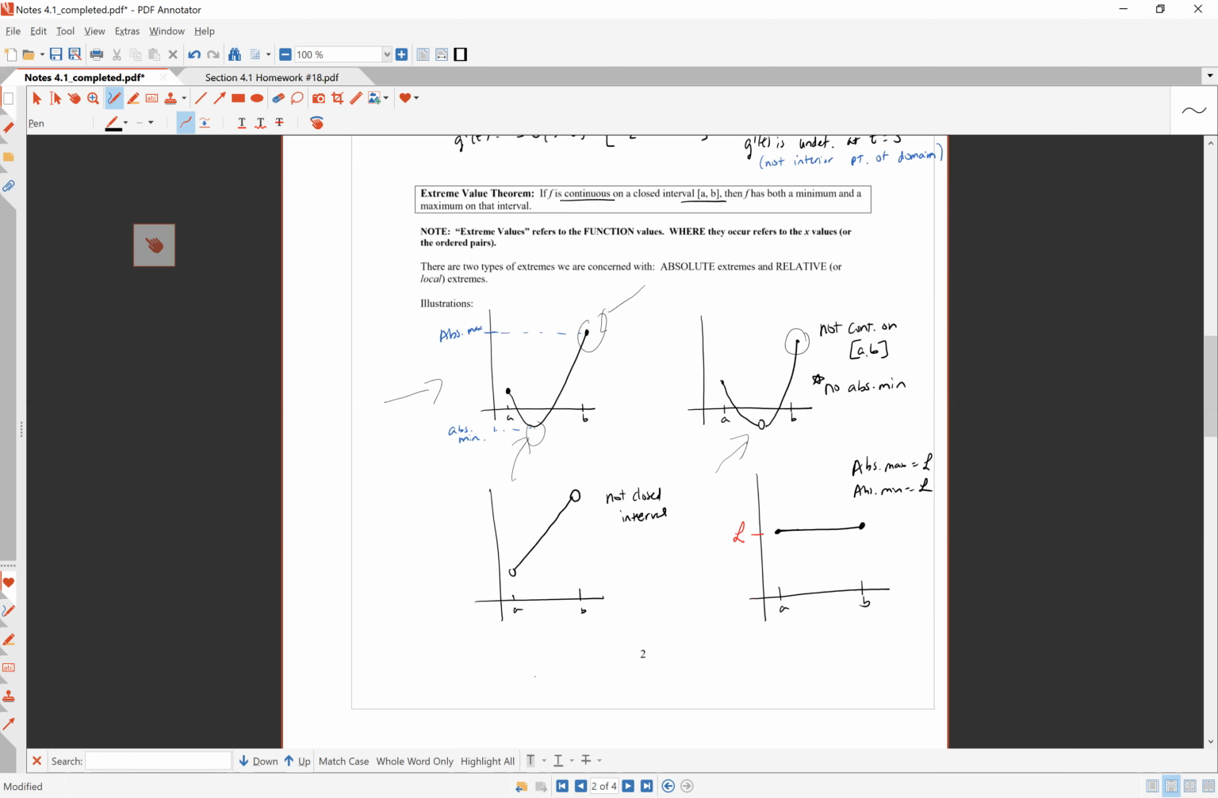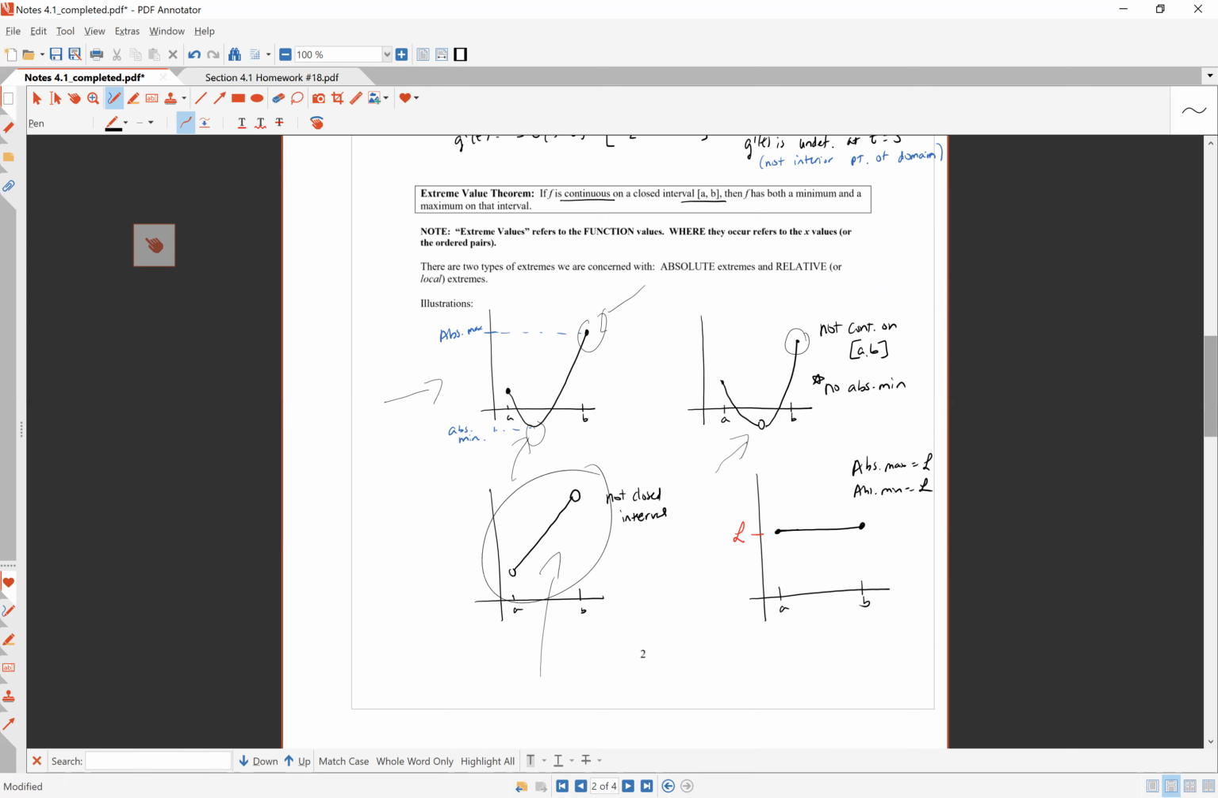Here, this function is defined on an open interval, so there is no absolute minimum or maximum. No matter what point you pick, because you can't get to the endpoint, you can't choose the absolute minimum or the absolute maximum for this example. And here you have just a straight line, the closed segment a comma b. This is the line y equals L, so the absolute minimum and maximum are both equal to L.